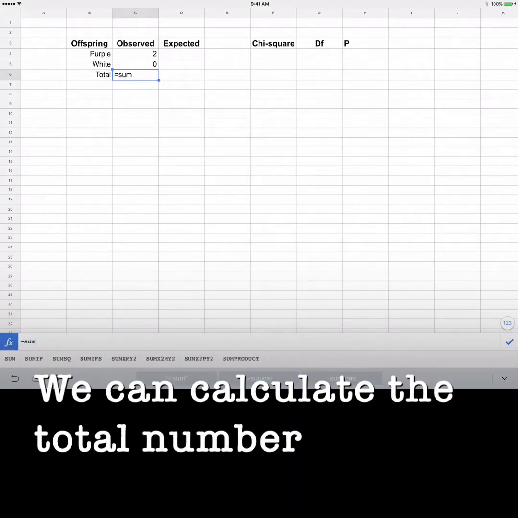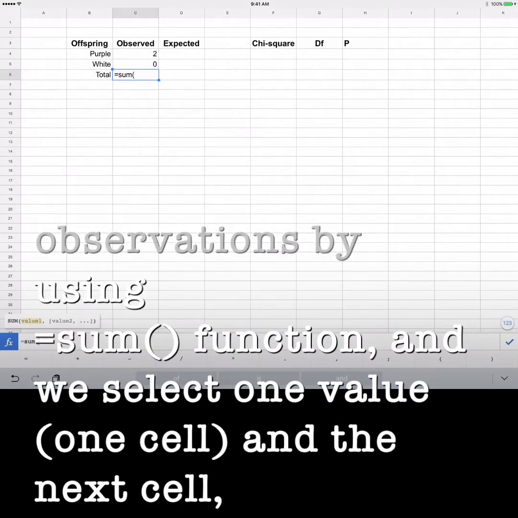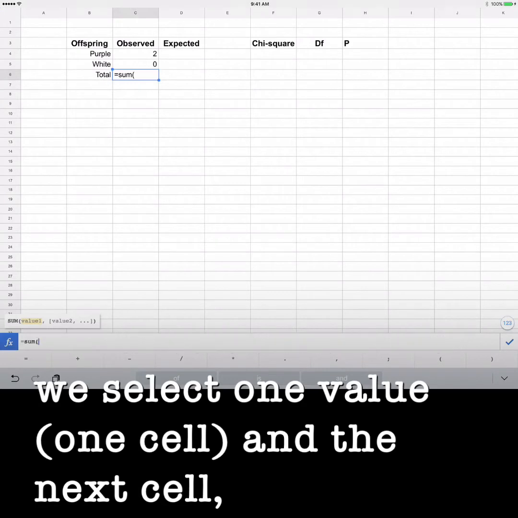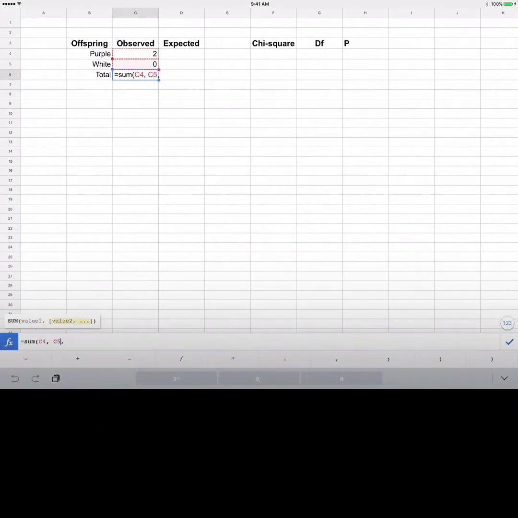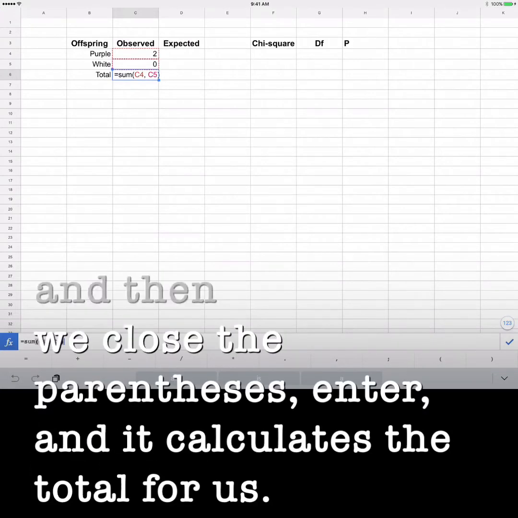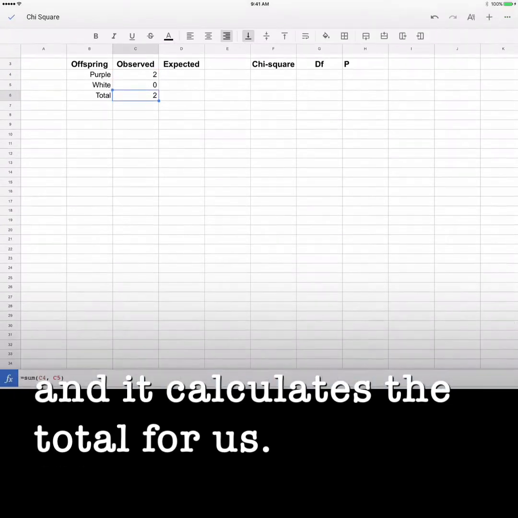We can calculate the total number of observations by using the equals sum parentheses function, and we select one cell, and the next cell. We don't want that last comma, so we close the parentheses, enter, and it calculates the total for us.